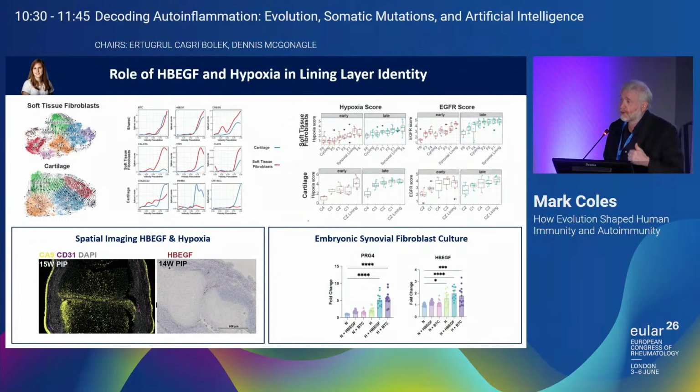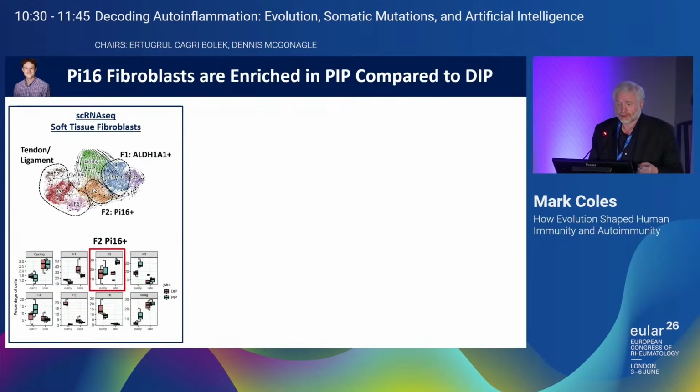If you take the embryonic synovial fibroblasts, culture them, and give them HBGF and BTC, which also works in vitro, and put them in hypoxic conditions (H is for hypoxia), you're able to induce PRG4, which is lubricin, in the lining layer fibroblasts. You're also able to upregulate EBGF. So there's a loop of EGF receptor signaling and hypoxia, which is driving the lining layer fibroblasts.